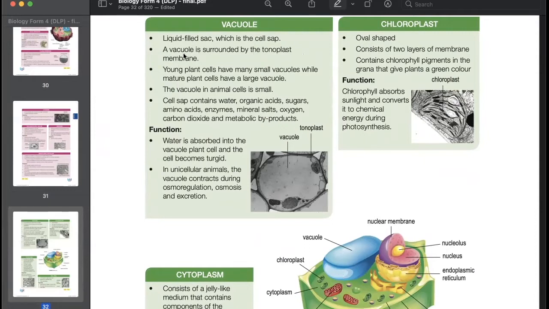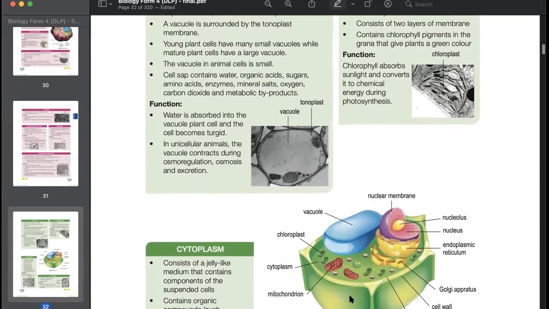And then it says that vacuole is surrounded by tonoplast membrane. So maksudnya dia punya membrane tu nama dia tonoplast, dekat luar ni. Okay, young plant cell have many small vacuoles, while matured plant cell has large vacuole. So we can say that this is a matured plant cell. Sebab apa? Dia ada very big vacuole.